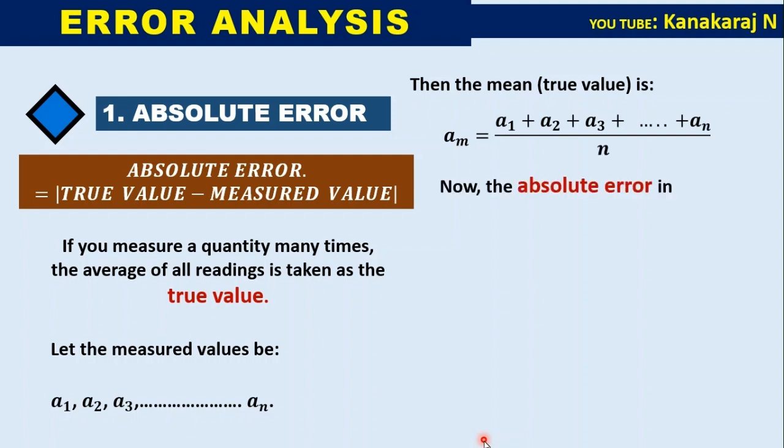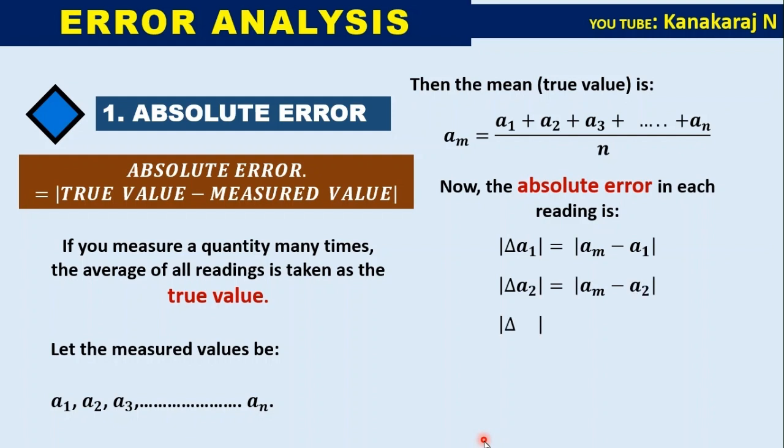Now the absolute error in each reading: the absolute error in the first reading A1 is modulus of del A1 equals the modulus of the difference between the mean value and the measured value. The absolute error of the second value equals modulus of AM minus A2. Modulus of del A3 equals modulus of AM minus A3. Like that, we go up to the absolute error of the nth reading equals the modulus of AM minus AN.